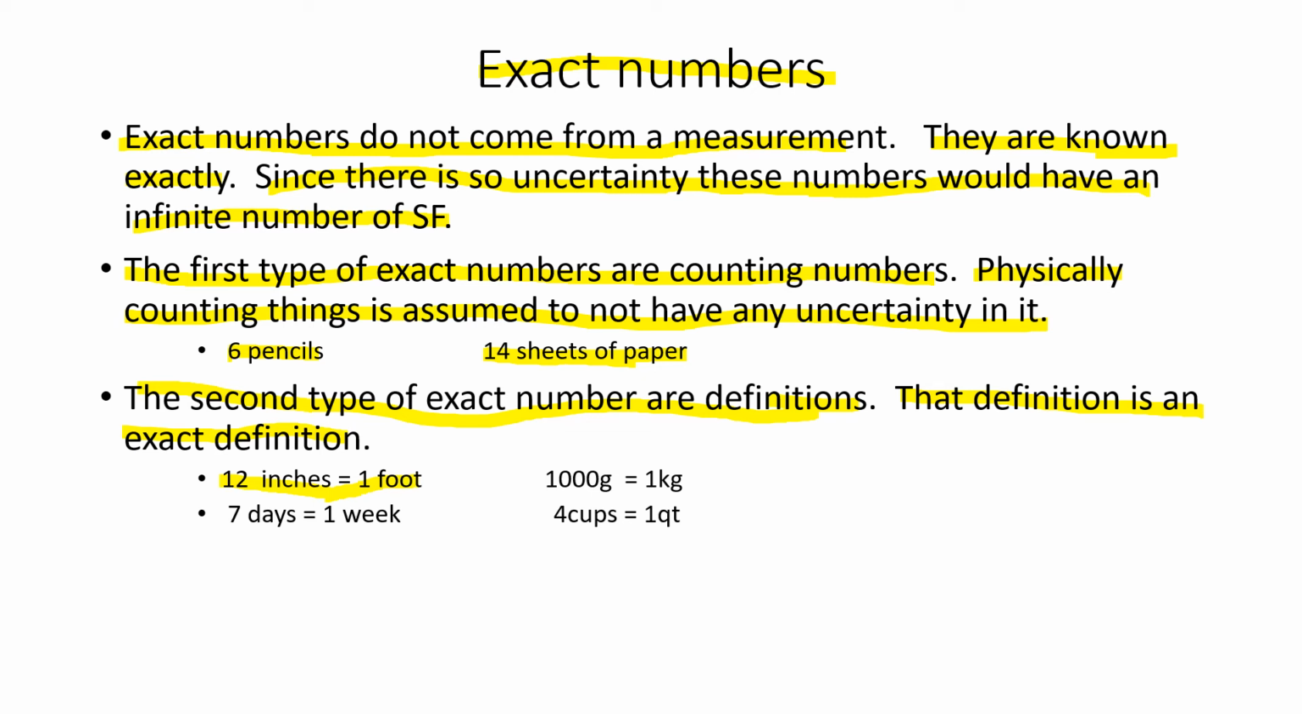Other ones we could talk about, 1,000 grams equals a kilogram. Again, that's a definition. Infinite number of significant figures. 7 days in a week. Not 1 significant figure from the 7 days or 1 significant figure from the week. An infinite number of significant figures. 4 cups in a quart. Again, exact number because it's coming from a definition.